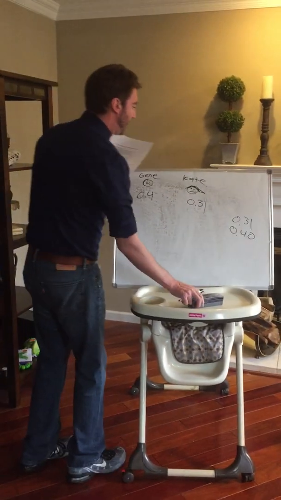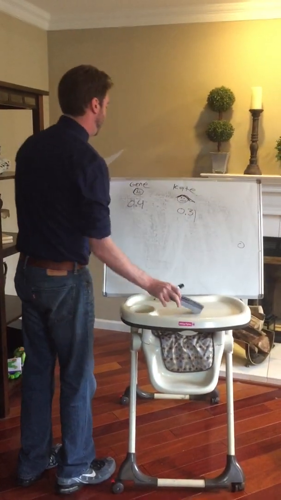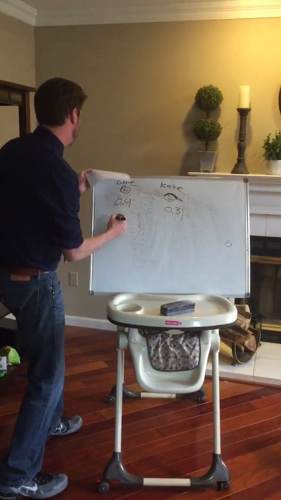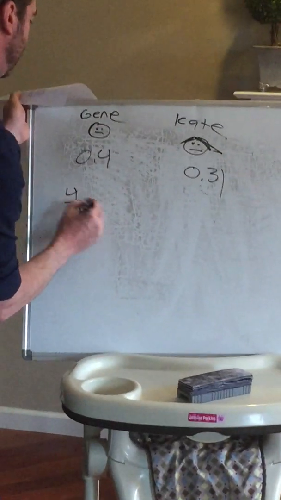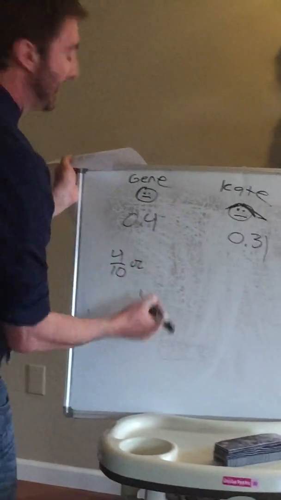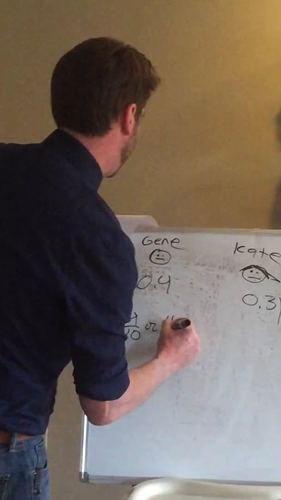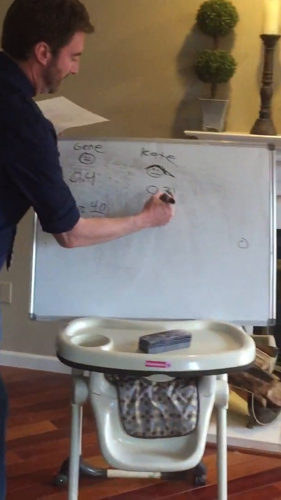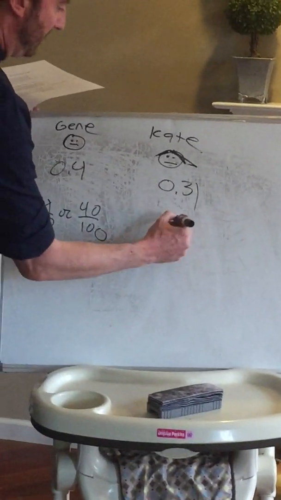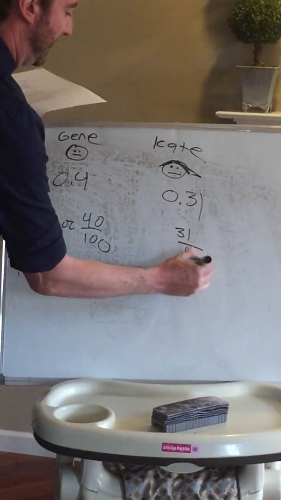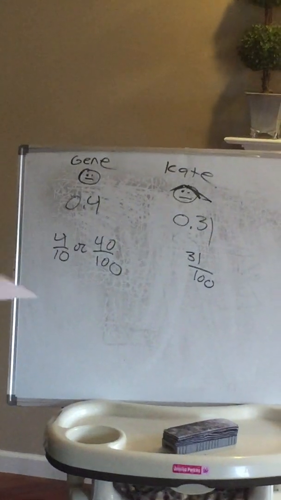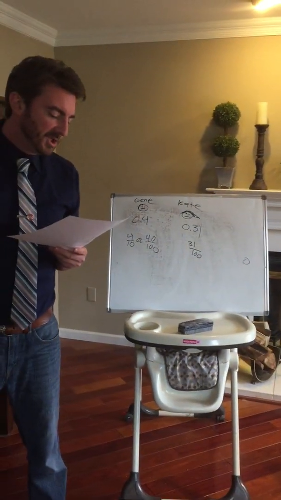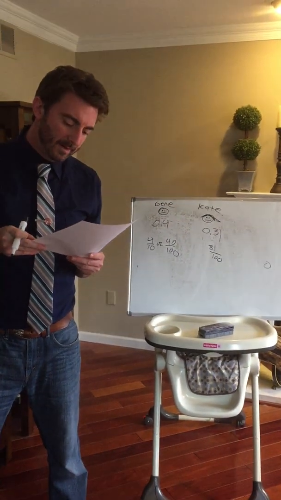Okay, now it wants us to write each decimal as a fraction. So we can write this as 4 tenths, just like it says right there. Or if we wanted to say that as a hundredth, we could do 40 hundredths. And then for Kate, 31 hundredths as a decimal, 31 hundredths as a fraction.